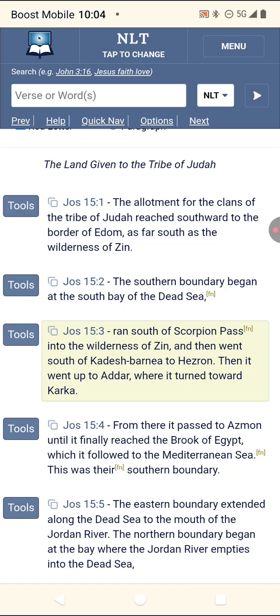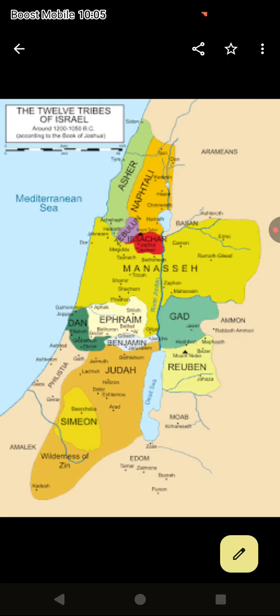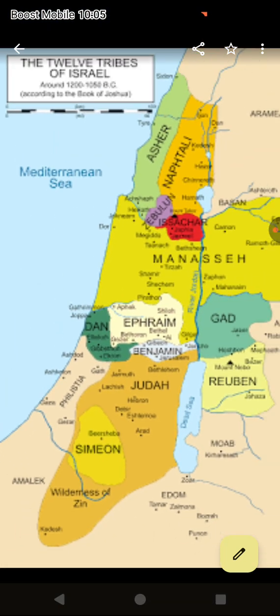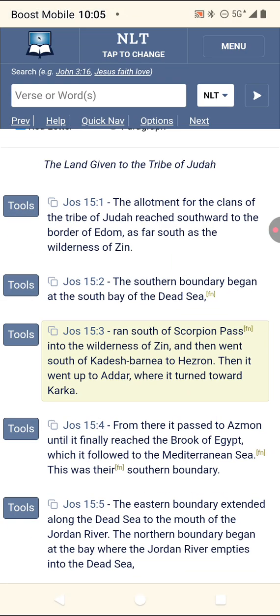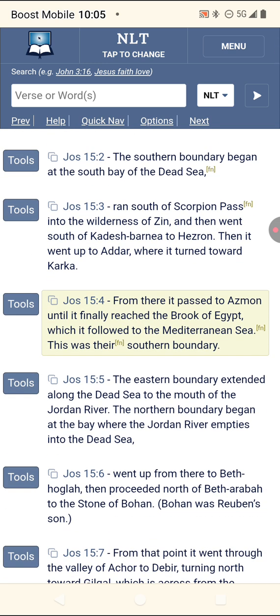So let's jump back over here. So it says it ran south of Scorpion Pass in the wilderness of Zin, and then went south. And then did I show? Let me see. Let me go back. I don't think it's on these. Okay, yeah, I didn't show that. So the wilderness of Zin, see right down here, going down there, all right? So it says it ran south of Scorpion Pass into the wilderness of Zin, and then went south of Kadesh Barnea to Hezron. Then it went up to Adar, where it turned toward Karka. From there, it passed to Asmon until it finally reached the brook of Egypt, which it followed to the Mediterranean Sea. This was their southern boundary.